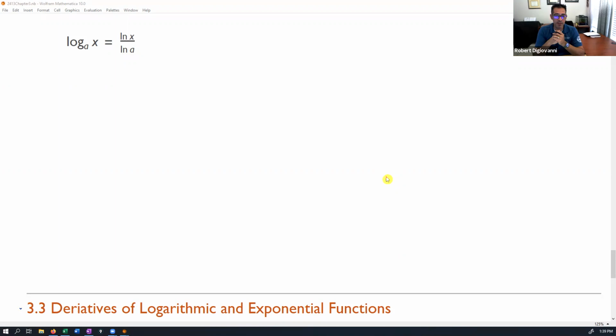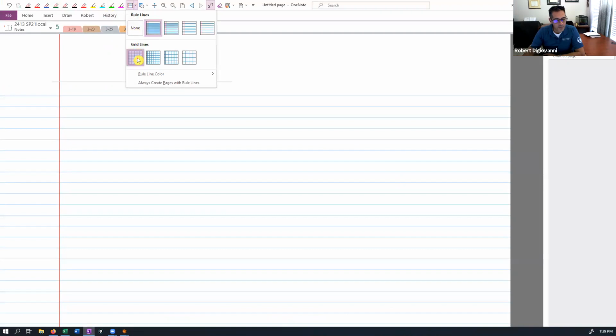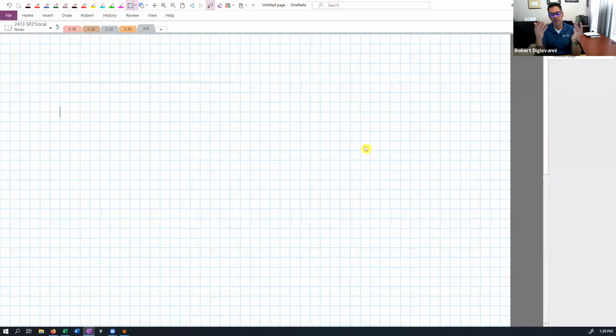So you ready for this? You want to know why they call it the natural exponential function, right? Here's why. First, here's a quick recap of what we've learned in this class.